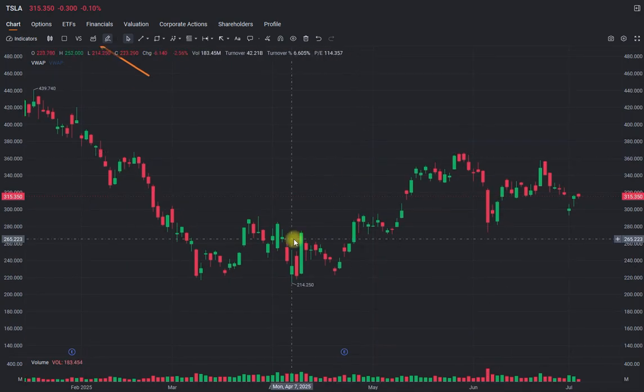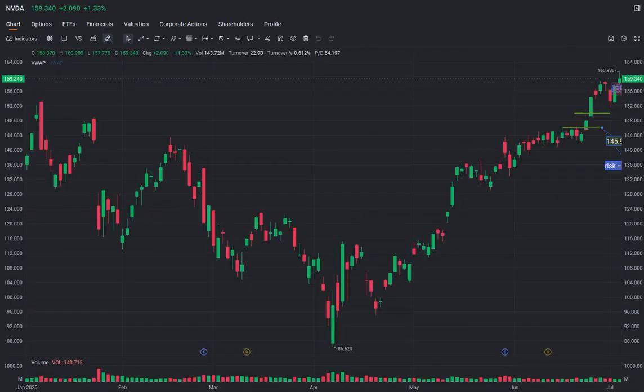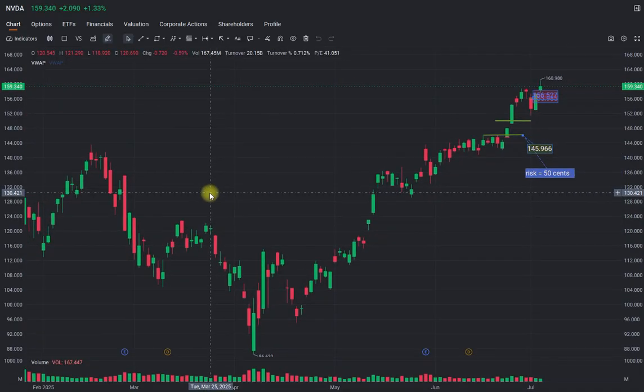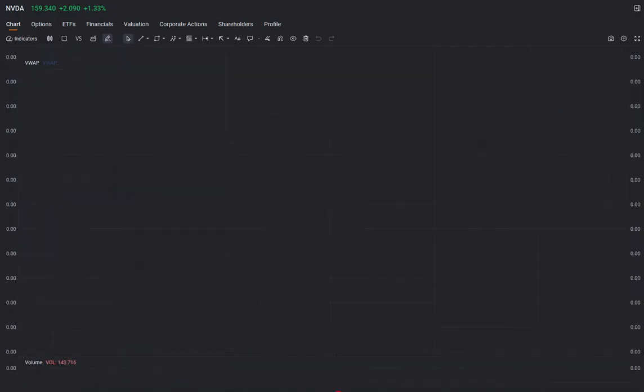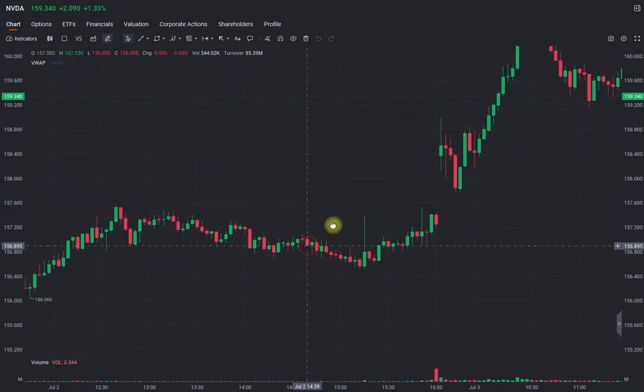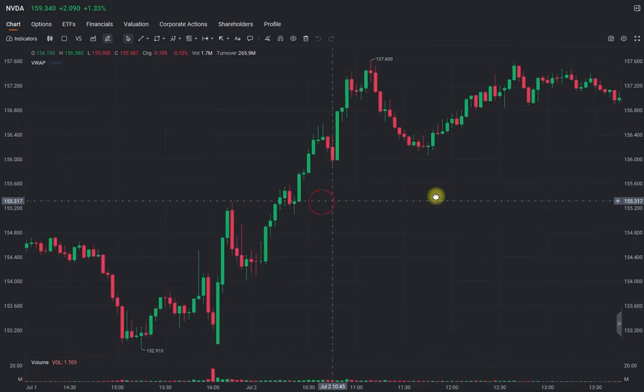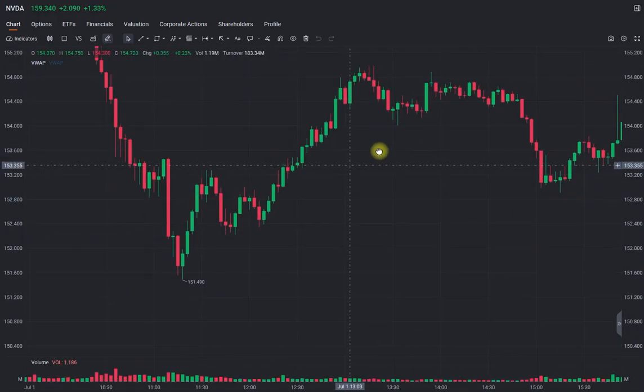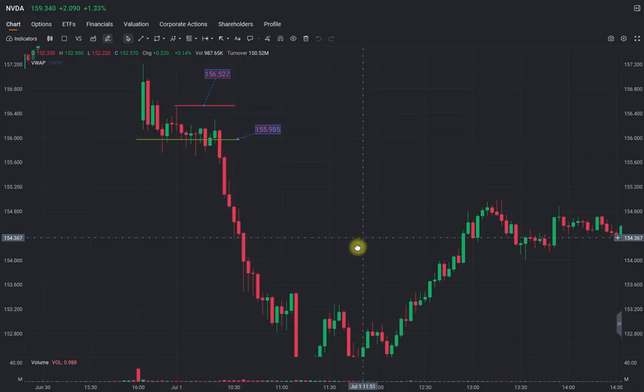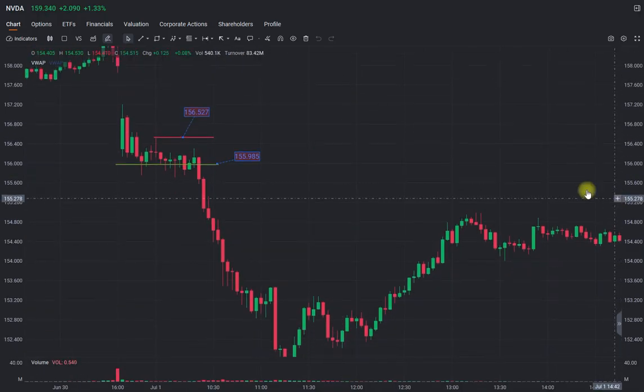Okay, so let's take a look, for example, at NVIDIA. This is the intraday chart of NVIDIA. Let's go back a couple of days, and I will show you how NVIDIA is being traded. So let's see here an example. This is NVIDIA on July 1st.